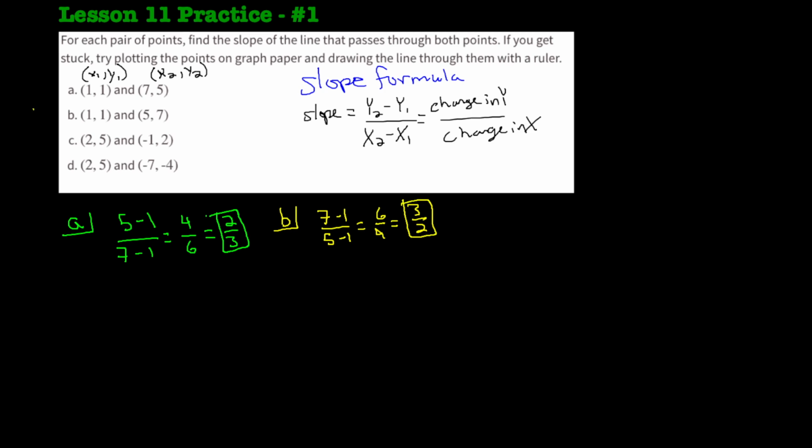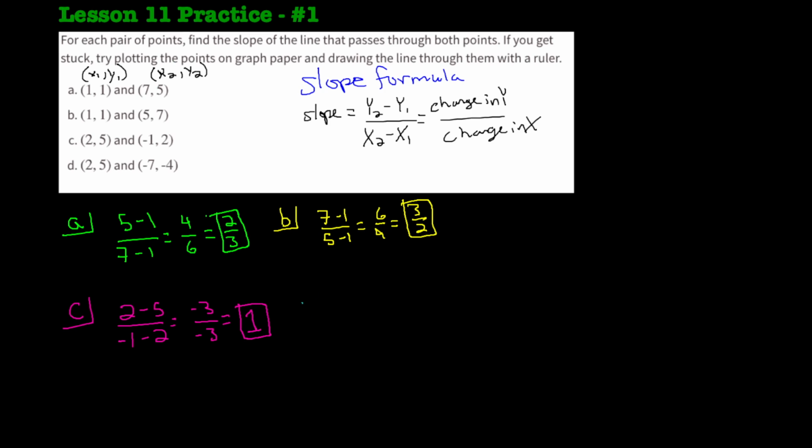All right. Moving on to part C, we have our second y value is 2. So let's have 2 minus 5 is going to be the same as negative 1 minus 2. So as I calculate these again, be able to work with those values carefully. Negative 3 divided by negative 3 is the same as positive 1. So our slope is going to be 1 for that.